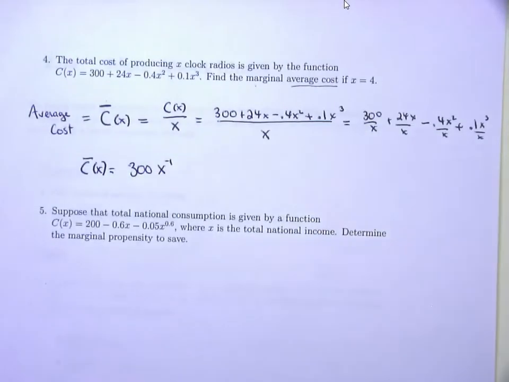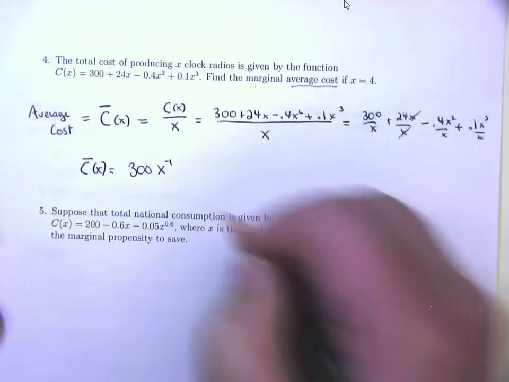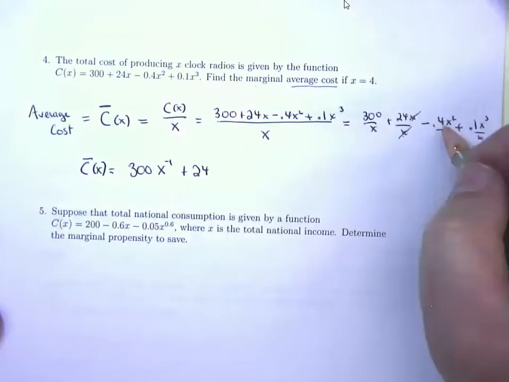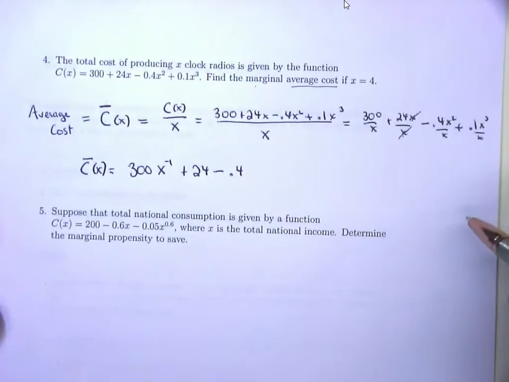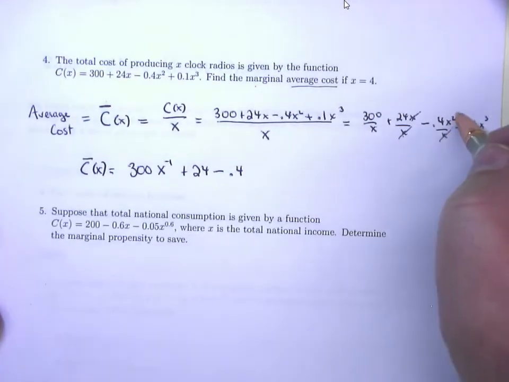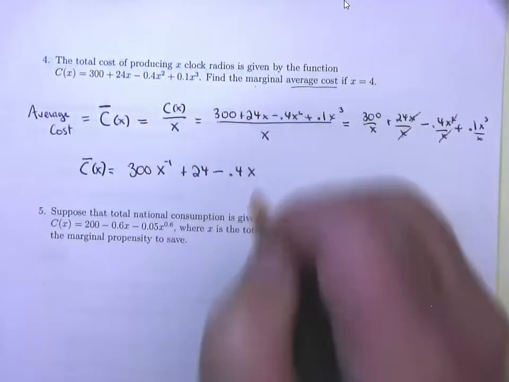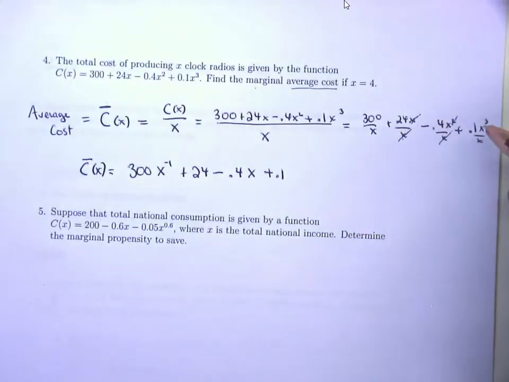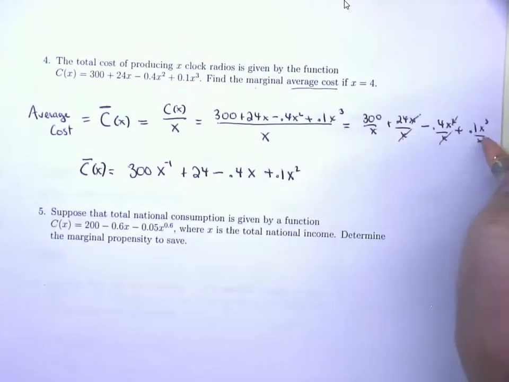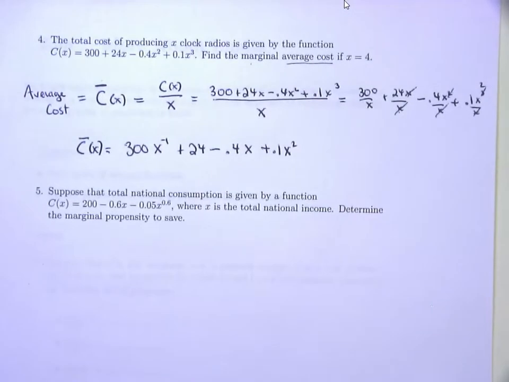Now here, this one is 24x divided by x. What happens to the x's? They're going to cancel. So that ends up being plus 24. This is minus 0.4, but it's x squared divided by x. What is x squared divided by x? Well, x cancels with one of the x squared, so you're left with 0.4x. And last is plus 0.1x cubed divided by x. What is x cubed divided by x? x squared. So one of those is canceled, but they're still left with 2 left over. So this is your average cost equation.